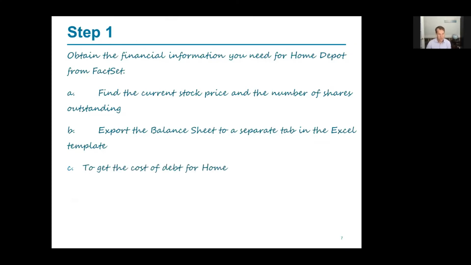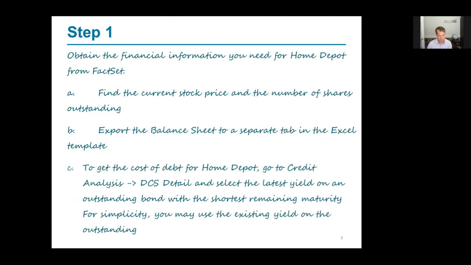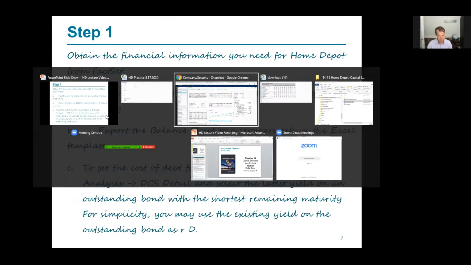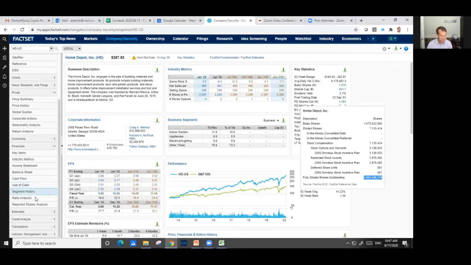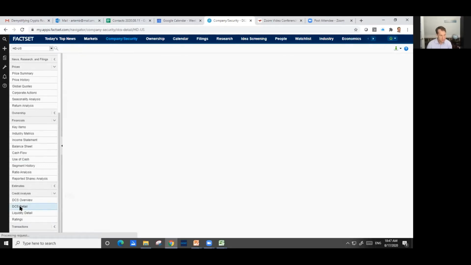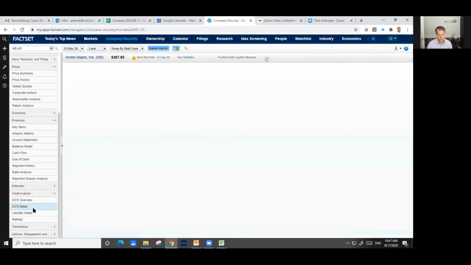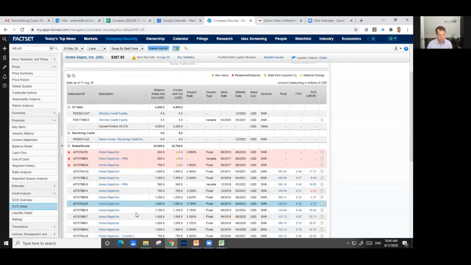Step 1C, to get the cost of debt for Home Depot, go to credit analysis, debt capital structure detail, and select the latest yield on the outstanding bond with the shortest remaining maturity. So in FactSet, under credit analysis, DCS detail, you can see notes and bonds.